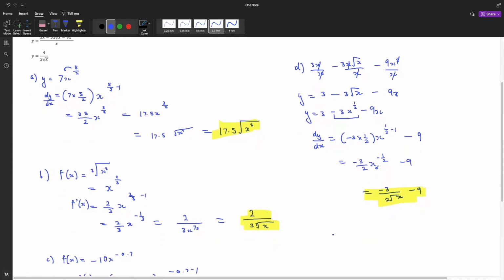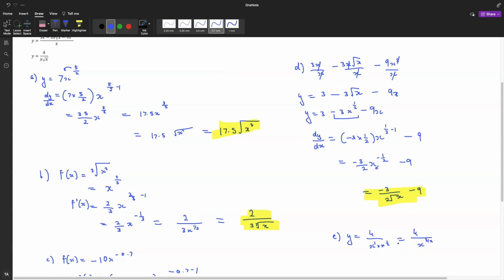And then last question, we've got y is equal to 4 over x root x. So again, I'm going to write root x as x to the power of half. So this is equal to 4 over x times x to the power of half. Now we've got two lots of multiplication here. And we know that when we're multiplying indices which have the same base, we add the indices together, right? So there's just an imaginary 1 here. So this becomes 1 plus half, which is 3 over 2.